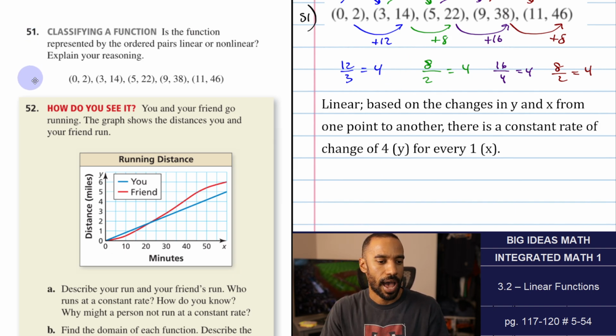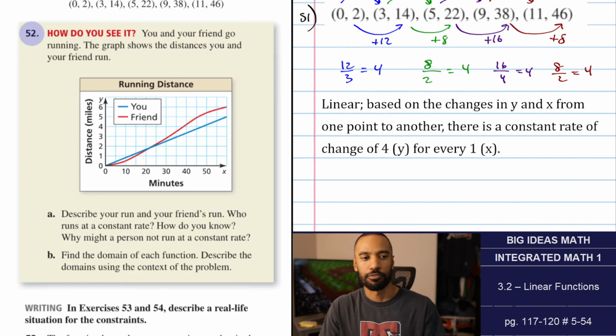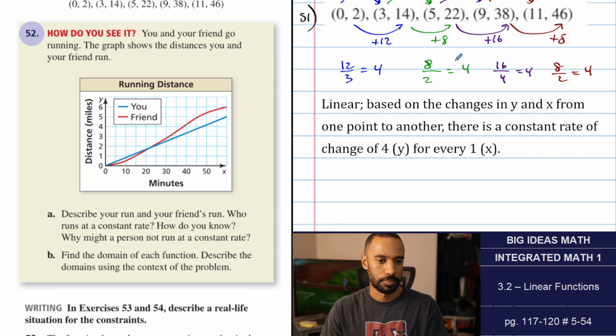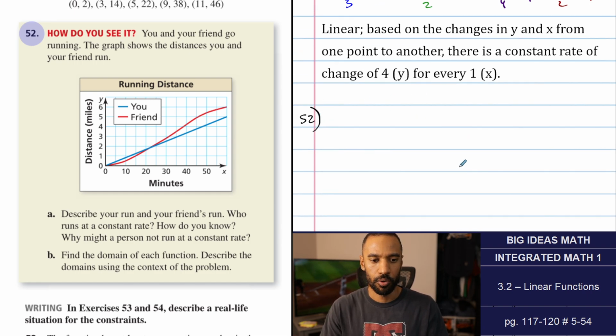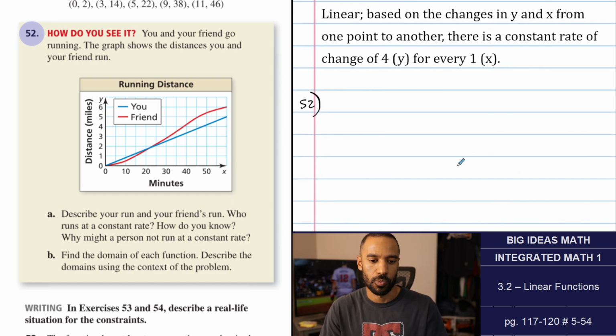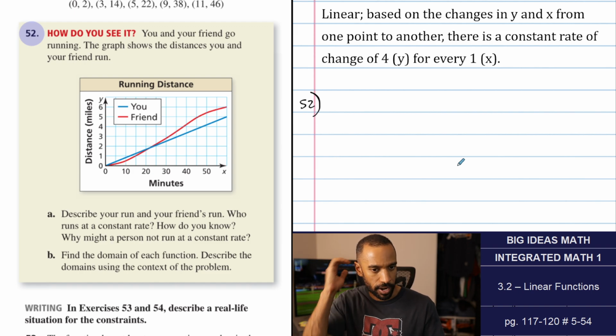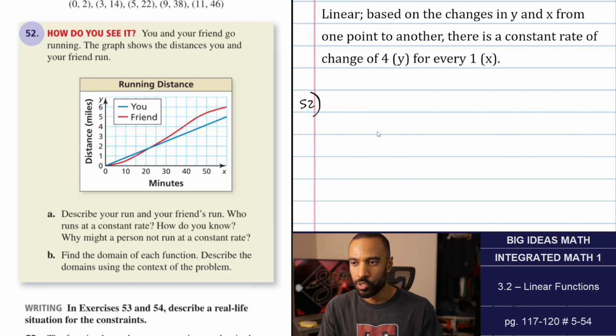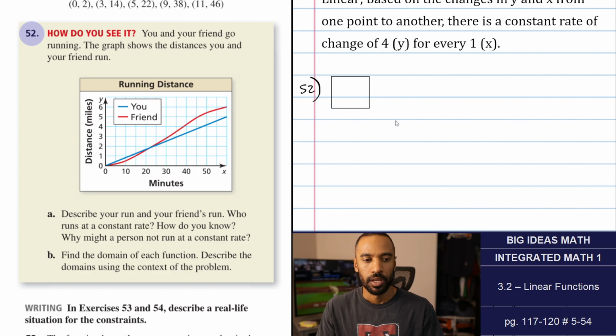Number 52, how do you see it? You and your friend go running. The graph shows the distances you and your friend run. Describe your run and your friend's run. Who runs at a constant rate? How do you know? Why might a person not run at a constant rate? Well, who's to say? Maybe they're being chased by a bear.